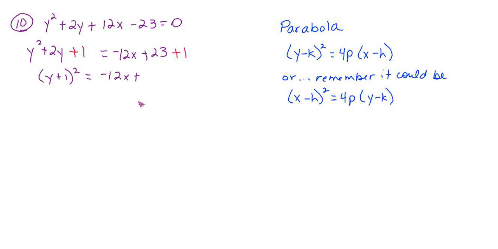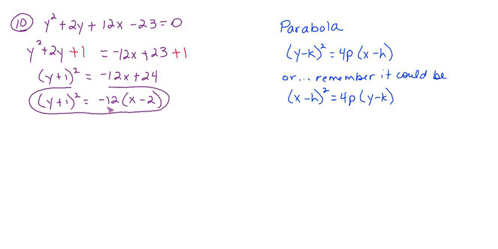And over here, I have negative 12x plus 24. Well, I'm going to need to factor out that negative 12 so I can have it in the form that I need. So when I factor out negative 12, I'm left with x minus 2. Now remember, I'm factoring out a negative, so you can check it by multiplying back out. Negative 12 times x is negative 12x. Negative 12 times negative 2 is positive 24. So this is my standard form for the parabola.